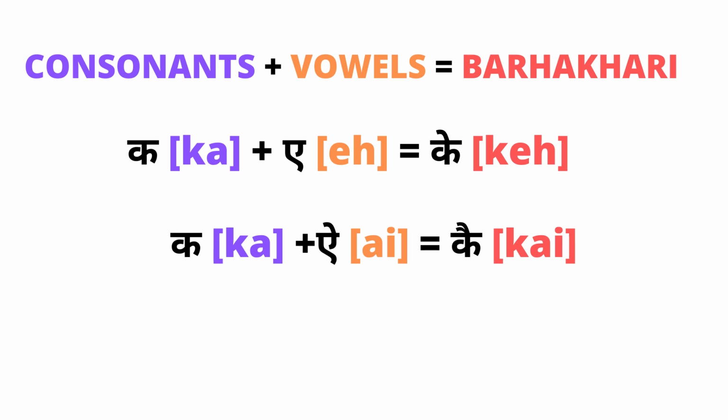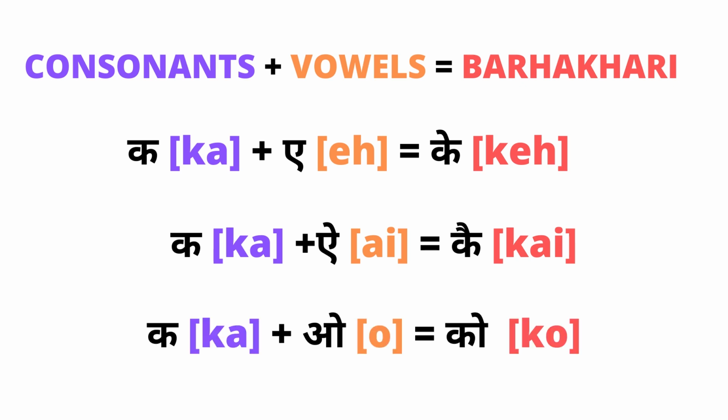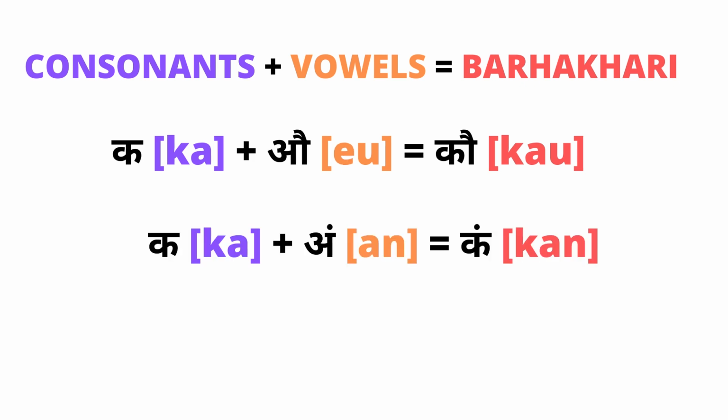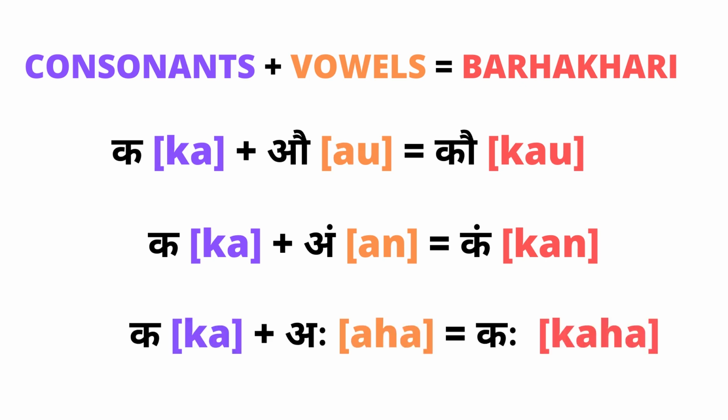In a similar way, when ka is conjoined with ai, it produces the sound kai. Then with o, it produces ko. With au, it produces kau. With ang, it produces kang. With ah, it produces kah.